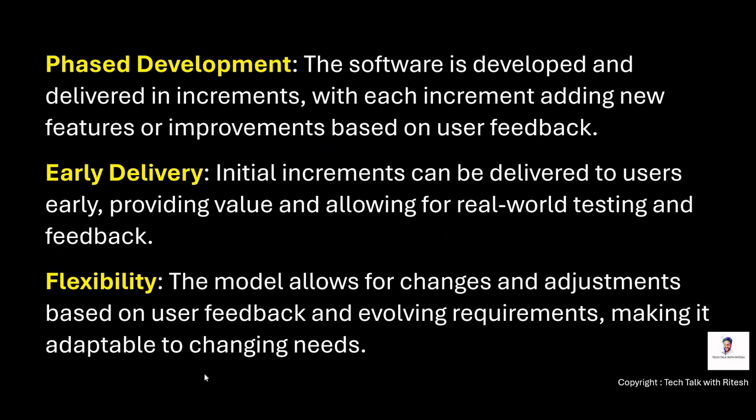So first one is for sure, because we are saying incremental model, so we will have phased development, phased delivery. The software is developed and delivered in increments, iteration 1, iteration 2, iteration 3 and so on, with each increment adding new features or improvements based on user feedback. Early delivery. Initial increments can be delivered to users early, providing value and allowing for real world testing and feedback. Flexibility. The model allows for changes and adjustments based on user feedback and evolving requirements, making it adaptable to changing needs.